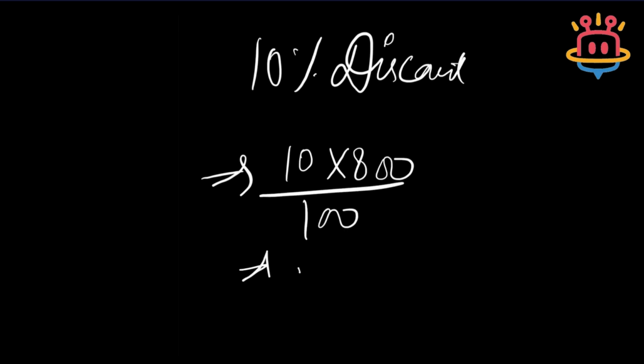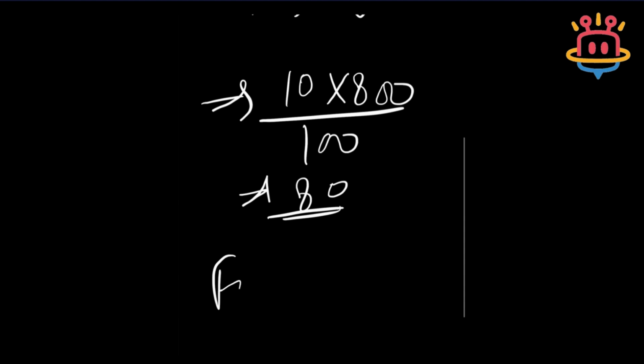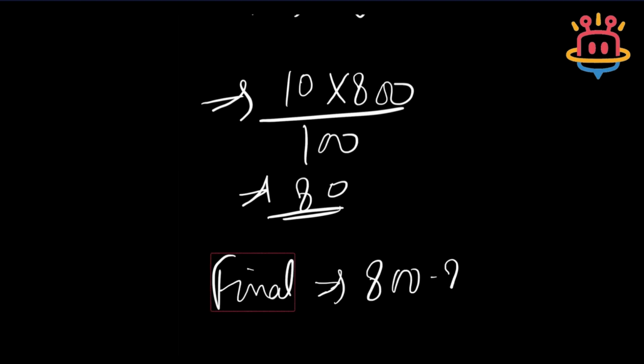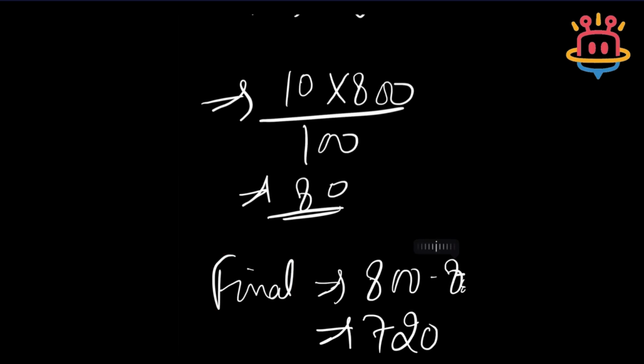I get my answer here as 80, and I need to find the final price. So the final price will be 720. Hooray, I did it in less than 10 seconds. Yes. Do you want to learn this super powerful trick? Trust me, this is going to be very helpful for you. Yes. So let's learn this trick.